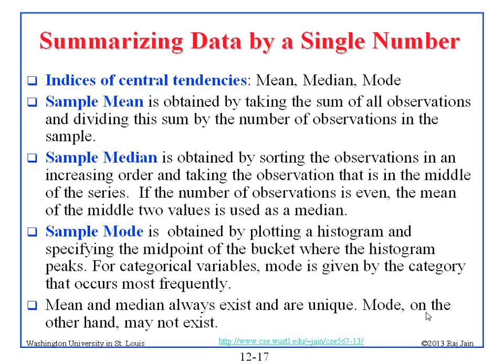So the thing is, we are going to use the sample mean. Sample mean is obtained by taking the sum of all observations and dividing the sum by the number of observations in the sample. That number that you get, we call average, is the sample mean. Sample median is obtained by sorting all the observations in increasing order and taking the middle number. If the number of observations is odd, then you can take the middle number. If the number of observations is even, then you can take the average of the two middle numbers.